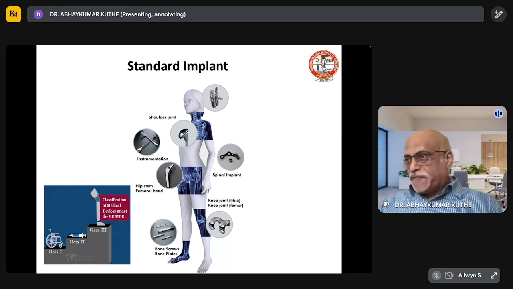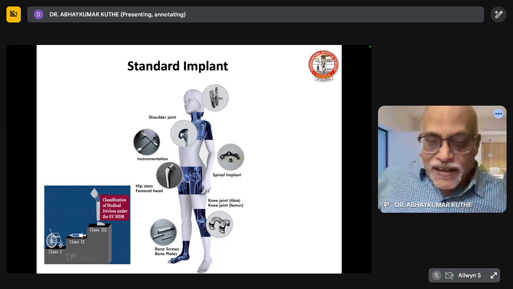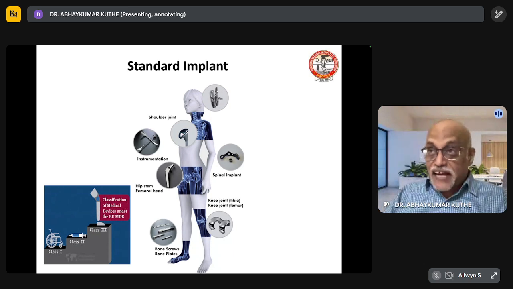So manufacturing of the implant made of metal means that engineering science has to be used extensively. And that is how, generally, we enter into this particular domain. So how exactly will this standard implant be manufactured, or rather how exactly should we look at it?